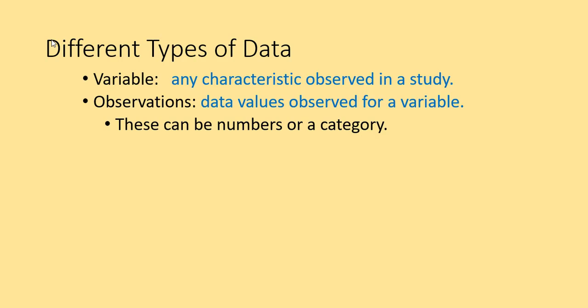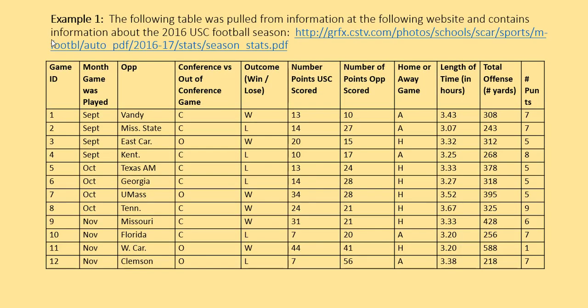Just want to remind you before we get too far, you should have had the outline notes ready while you're listening to this and taking notes. So the different types of data are variable, observations. A variable is any characteristic we observe in a study, and an observation is the values we record for the variable, and these could be numbers or a category.